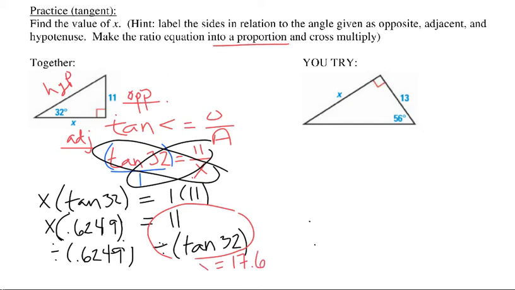All right, so I'd like you to try the next one on your own. So remember, label the sides, figure out which of the ratio uses those two different sides that they give you, so for the x and the 13, and then set it up, cross multiply, and then solve for x.